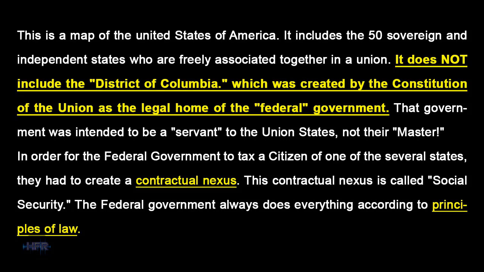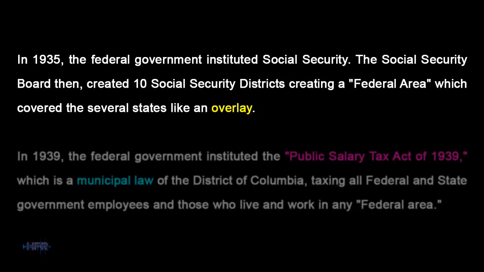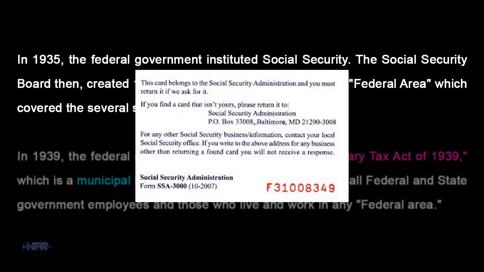In order for the federal government to tax a citizen of one of the several states, they had to create a contractual nexus. This contractual nexus is called Social Security. The federal government always does everything according to principles of law. In 1935, the federal government instituted Social Security. The Social Security Board then created 10 Social Security districts, creating a federal area, which covered the several states like an overlay.